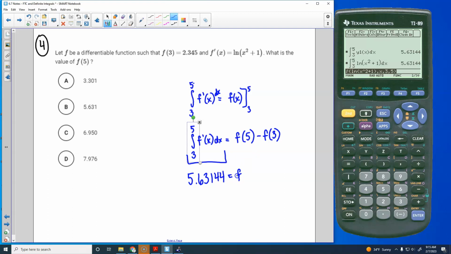I don't know f of 5, but I do know f of 3. They told me that it was 2.345 there. And so I could just add that 2.345 over here to this side, and that should give you D for your f of 5.